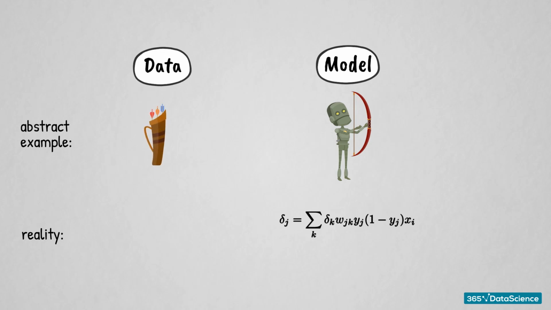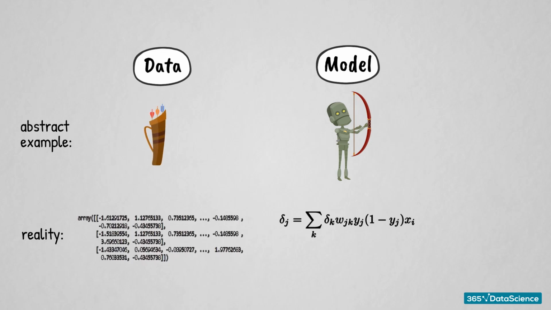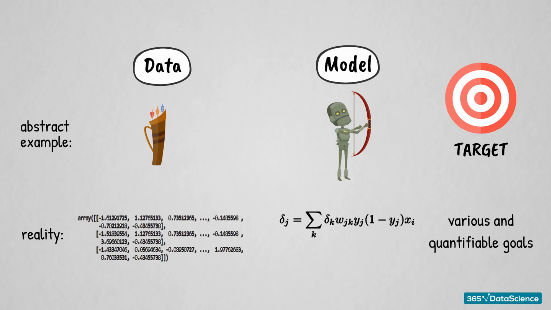In addition, don't forget the robot archer was an abstract depiction of what a machine learning model can do. In reality, there are robots, yes, but the model will be a highly complex mathematical formula. The arrows will be a data set, and the goals will be various and quantifiable.